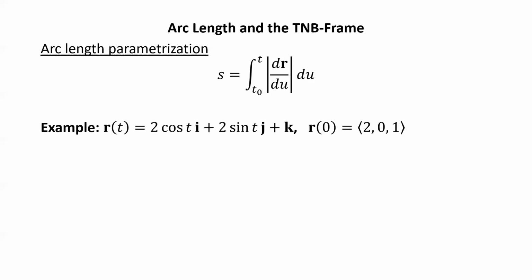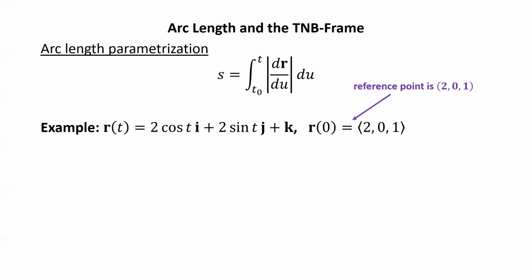Change this arbitrary parametrization of this helix to an arc length parametrization, where the starting point, r of 0, is the point (2, 0, 1). Once again, pause the video and try to do this yourself, and then resume the video to check your answer against mine. I just want to mention that the reference point here is the point (2, 0, 1). That's the point that corresponds to the t value of 0.